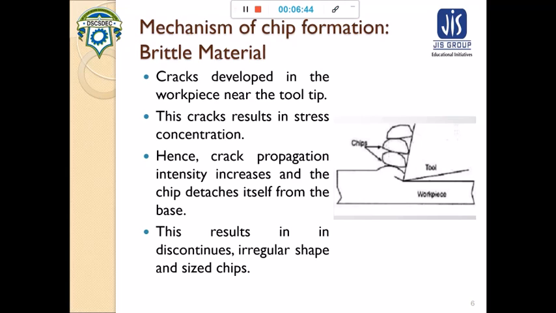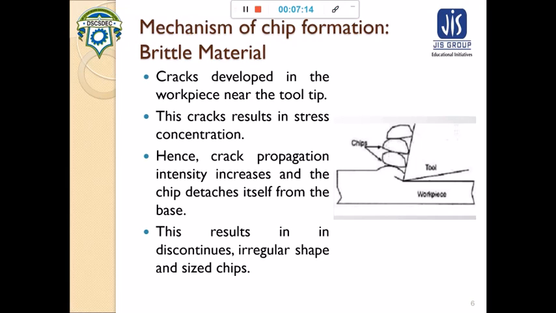So that is how, in brittle material, the deformation occurs due to stress concentration. But in the case of ductile material, there won't be any stress concentration. The deformation is done due to simple shear deformation through the primary deformation zone.